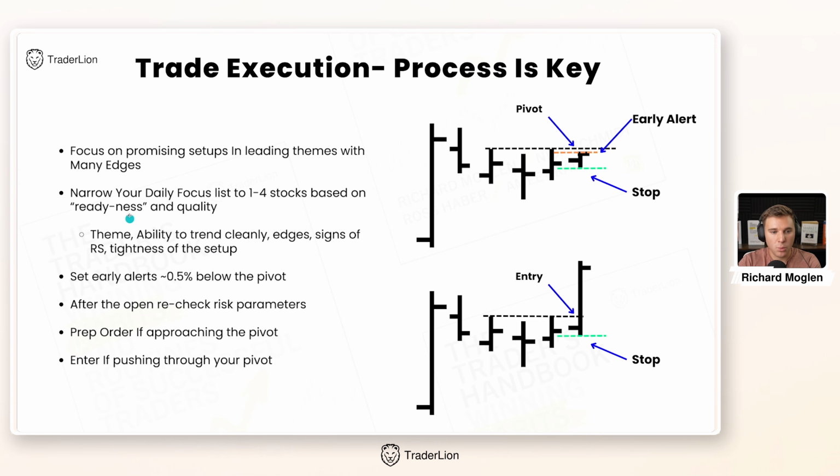And then what I do when I have identified 1 to 4 stocks is I set early alerts about 0.5% below the range pivot. So here's an example. We've got the range pivot here, this black line here. My early alert is this orange line, a little bit below the pivot. So I'm actually watching the stock, and I'm notified when a stock starts pushing up towards the pivot.